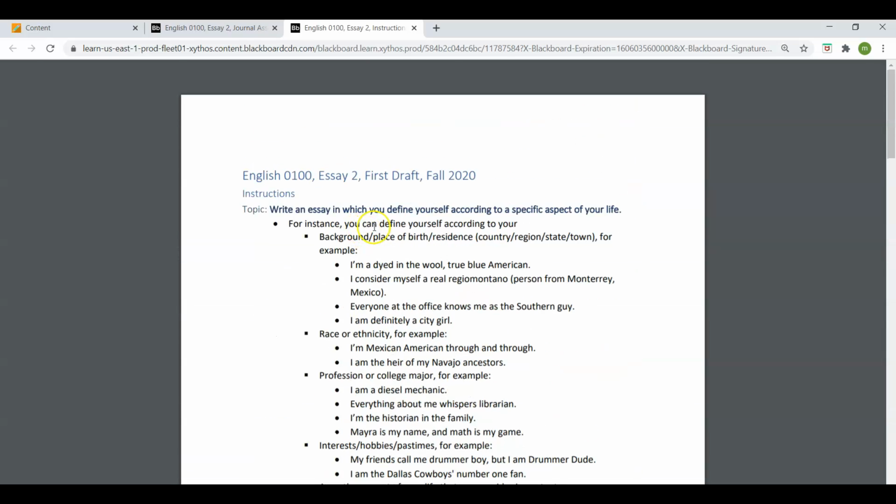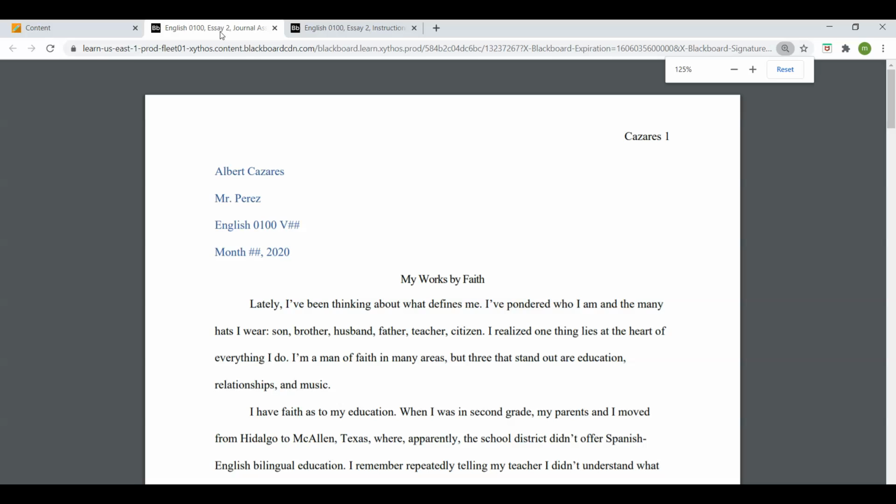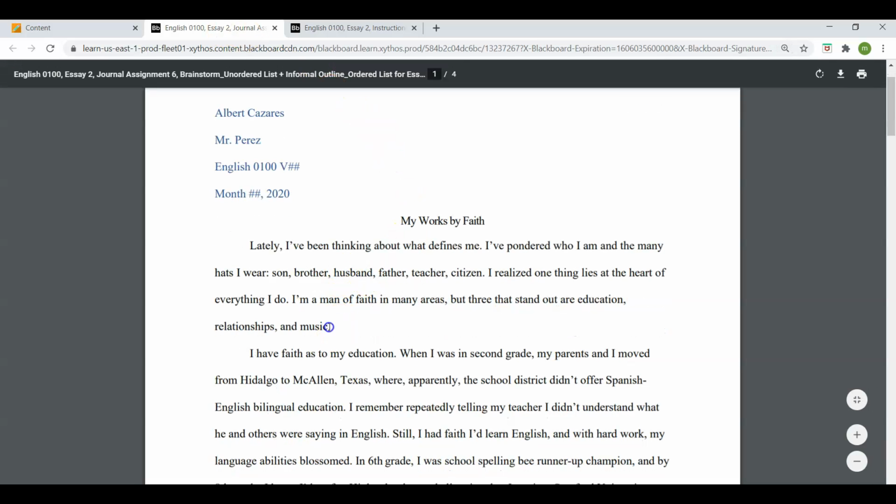So let's get to the sample. And then after this, we're already at 14 minutes. My Works by Faith, okay? My Works by Faith. Look at how simple my introduction paragraph is. Okay, look at how simple it is.